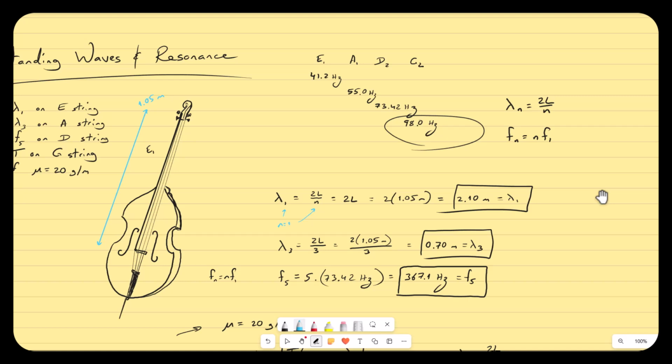If you were wondering, because you might be curious, this one gets usually about 20 grams per meter. The D string is a little bit thicker. This one gets 30 grams per meter. The A string is usually something like 50 grams per meter, and the E string is usually something like 75 grams per meter. So you can figure out all the tensions, and you can figure out everything on these at this point.